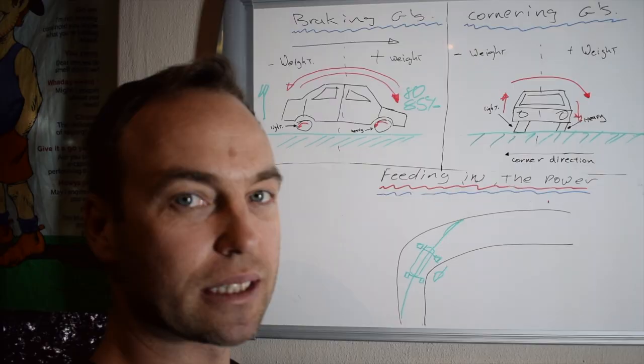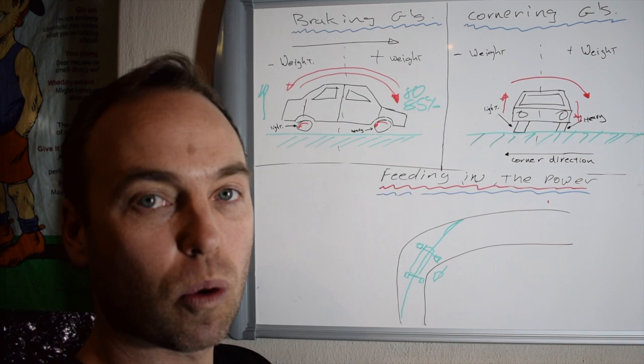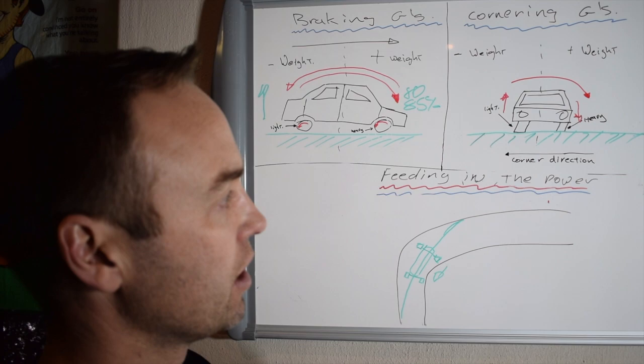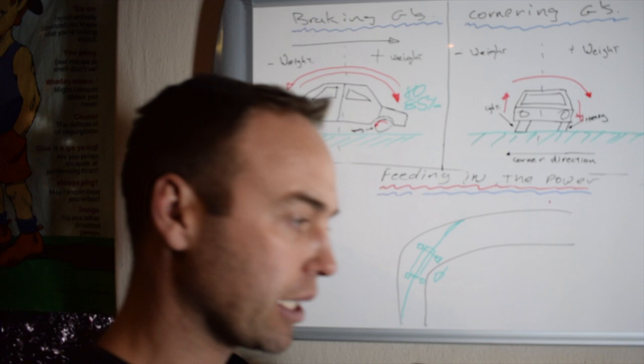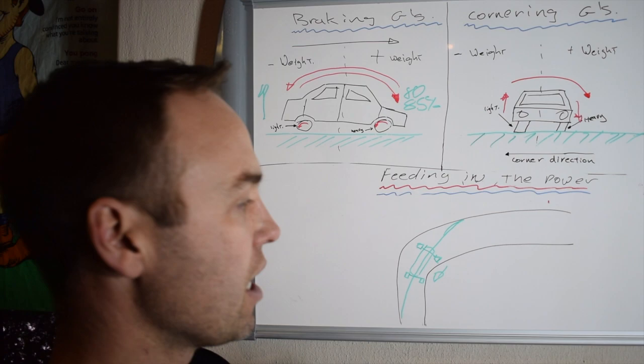That takes us to our next point, feeding in the power. Getting on the power and feeding in the power. So remember what I've mentioned earlier, all applications need to be smooth, concise inputs. So braking, getting on the brakes, getting off the brakes. Turning, smooth turning, to the point that you want that state of balance. And then the same goes with feeding in the power.